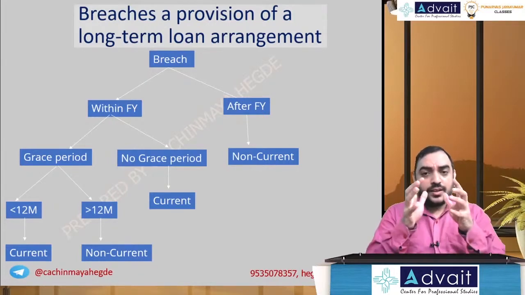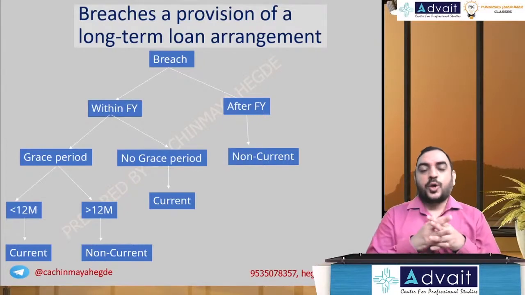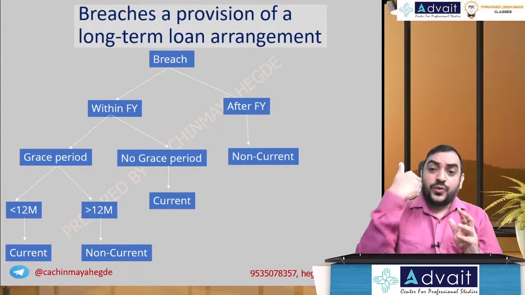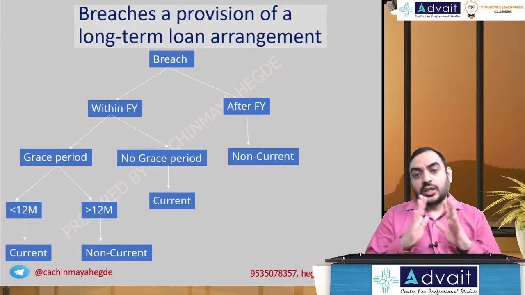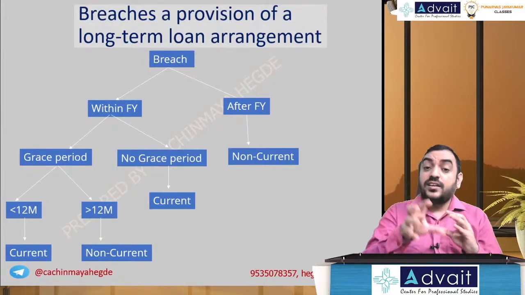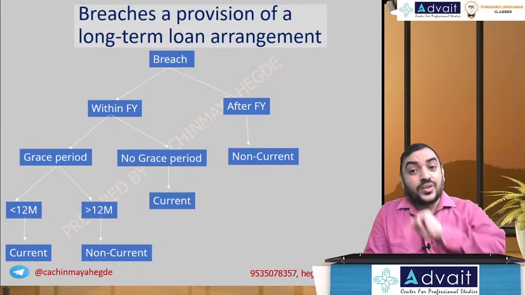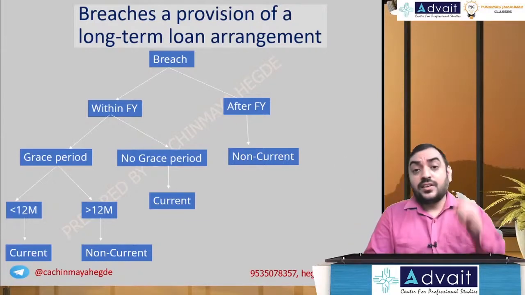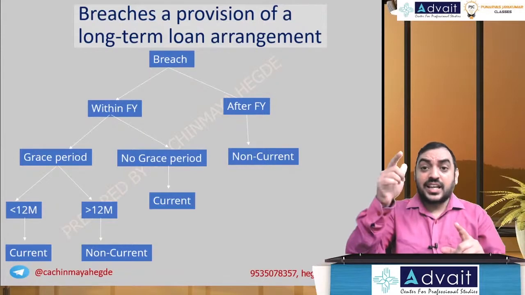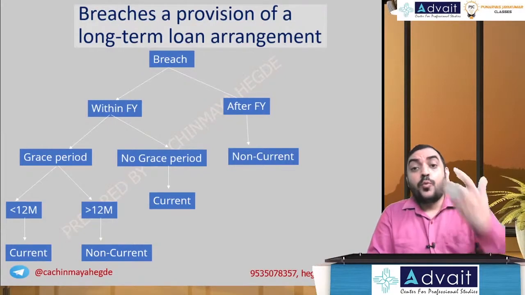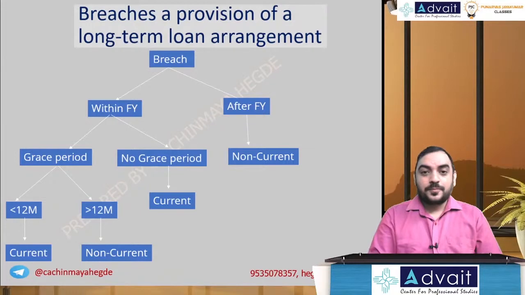Let me repeat this summary once more, and then I'll apply it to this problem. If there is a breach after the balance sheet date, you ignore it for the current year. It continues to be non-current. If there is a breach in the current year, then check whether there is a grace period, and whether the grace period is more than 12 months. Only then you take it as non-current. If there is no grace period, or the grace period is less than 12 months, then it is a breach and it is converted from non-current to current, to be reported as current. Only if the grace period is more than 12 months will you show it as non-current. That's what this summary says. Now, let's apply this to the problem.